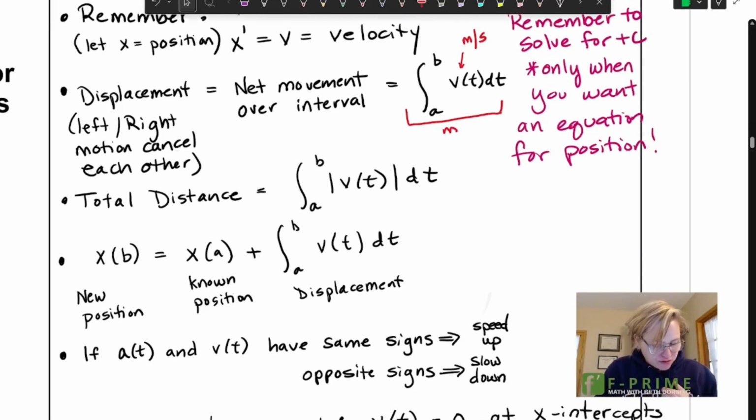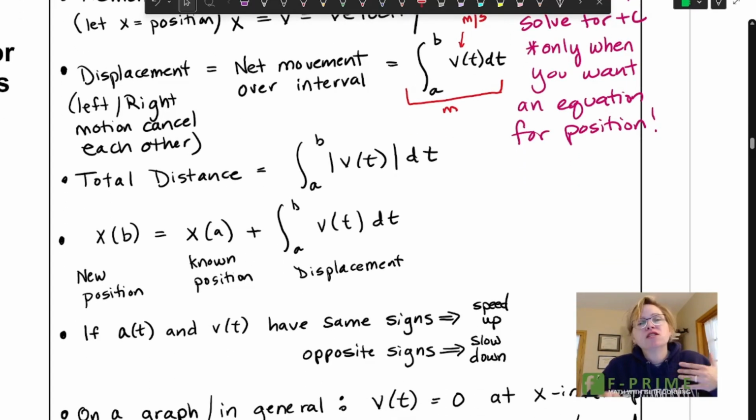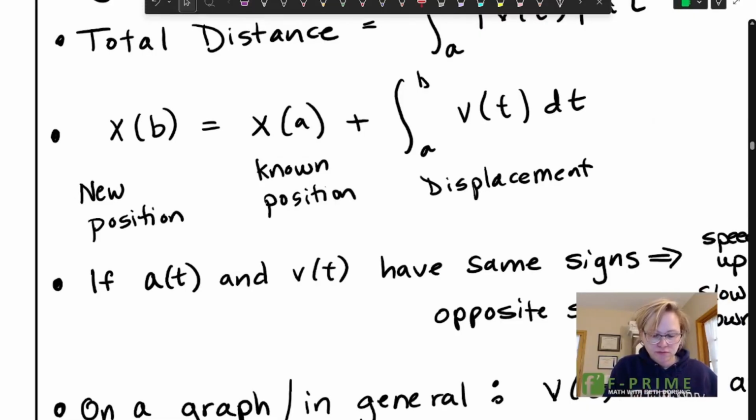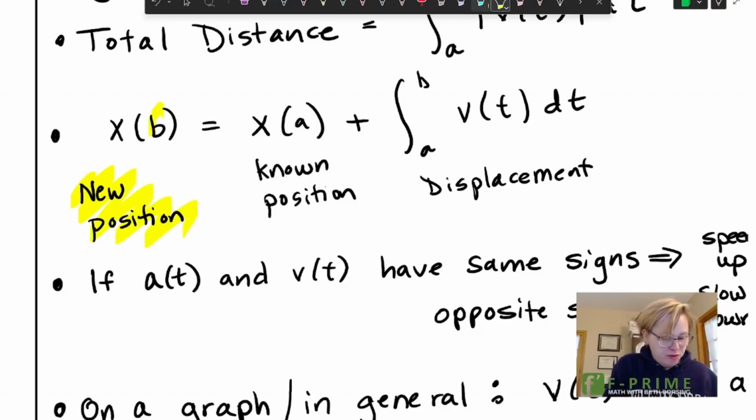We're often asked for a position. So if you're asked for a specific position in time, here's the formula that you want to remember. Your new position. So sometimes this position is after our known position, but your new position, we're going to call that time b, and that's going to be the upper limit of your integral. You're going to take your known position.